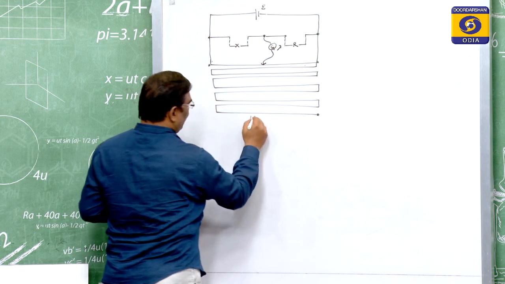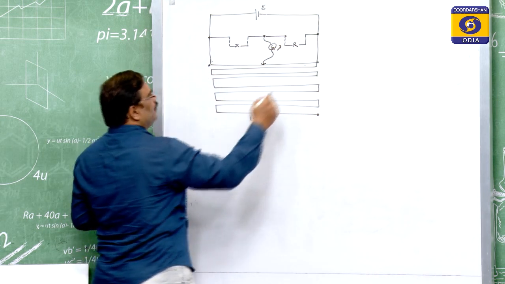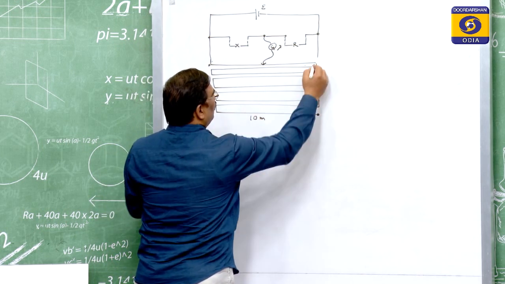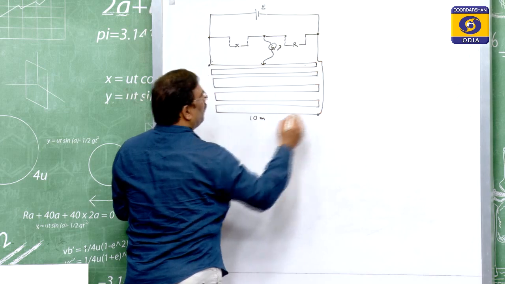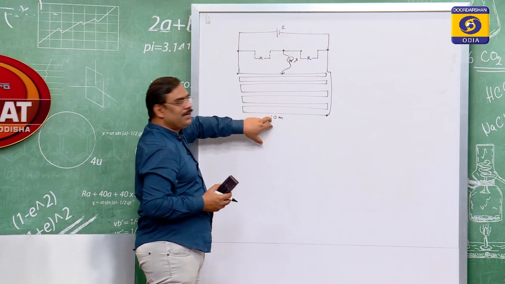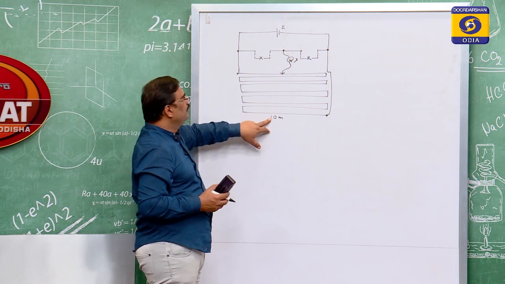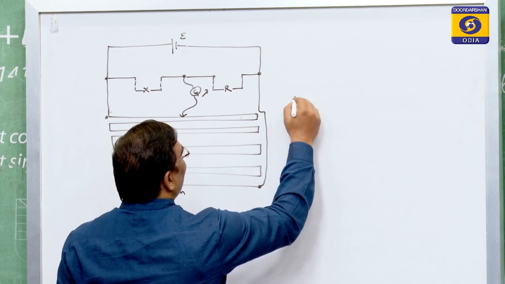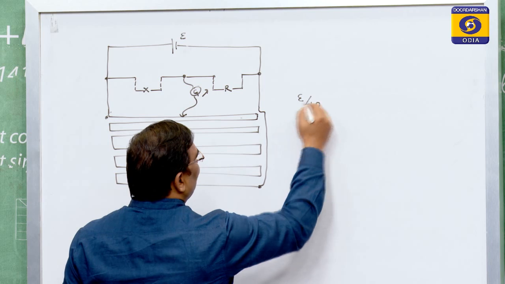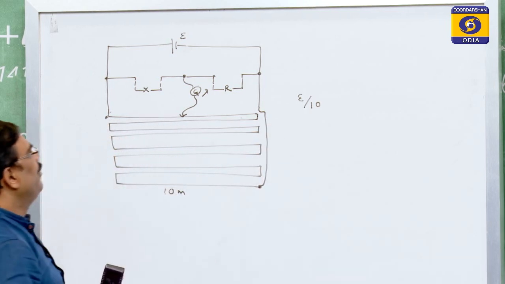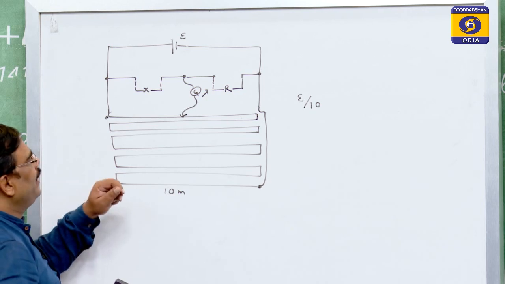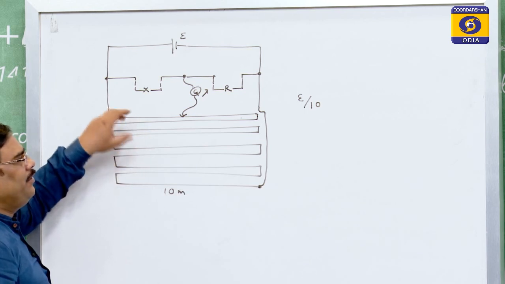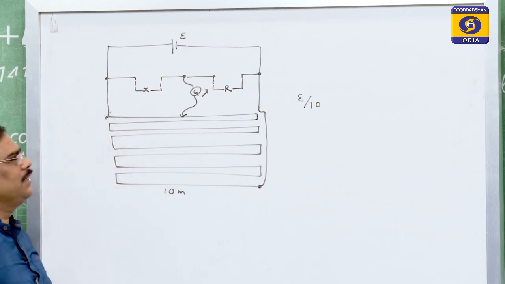If I take it as suppose a 10 meter long wire, then what will happen is that the same potential E is now dropped across a length of 10 meter. So, therefore, the potential per meter will be E divided by 10, which was initially E by 1. In this way, we can calibrate the potentiometer to calculate a very small potential difference across a network.